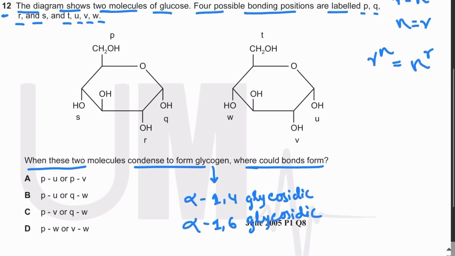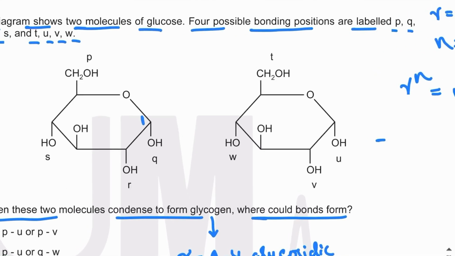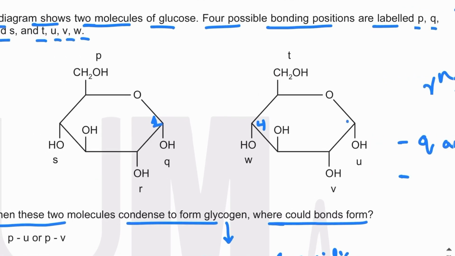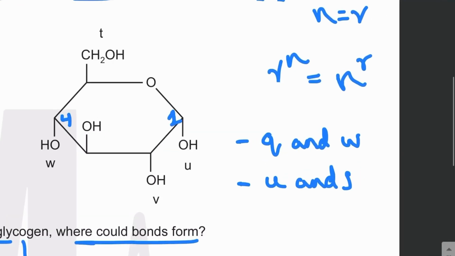So we need to identify the possible locations of the bonds, right? So the bond can be formed between carbon number 1 of this glucose and carbon number 4 of the other glucose. So a bond can be formed between Q and W, right? Another bond can be formed between carbon number 1 of this glucose and carbon number 4 of this glucose, right? So another bond can be formed between U and S, right? And these are 1,4 bonds, right?